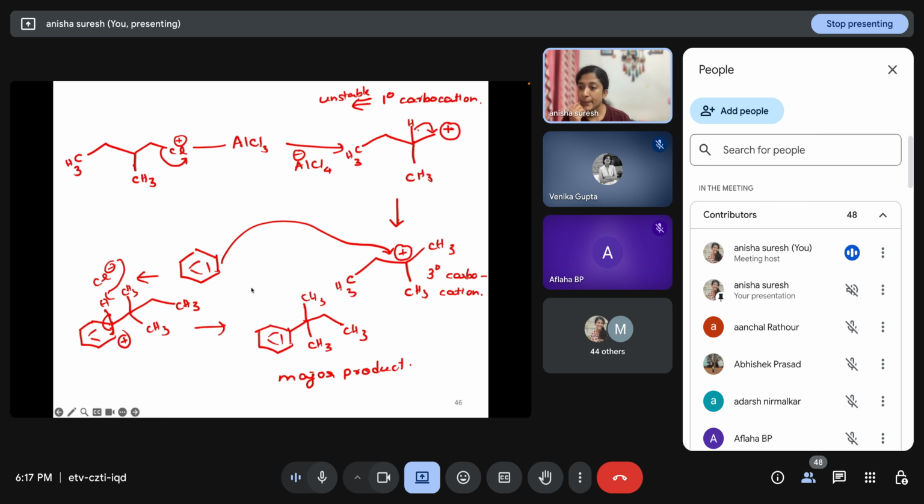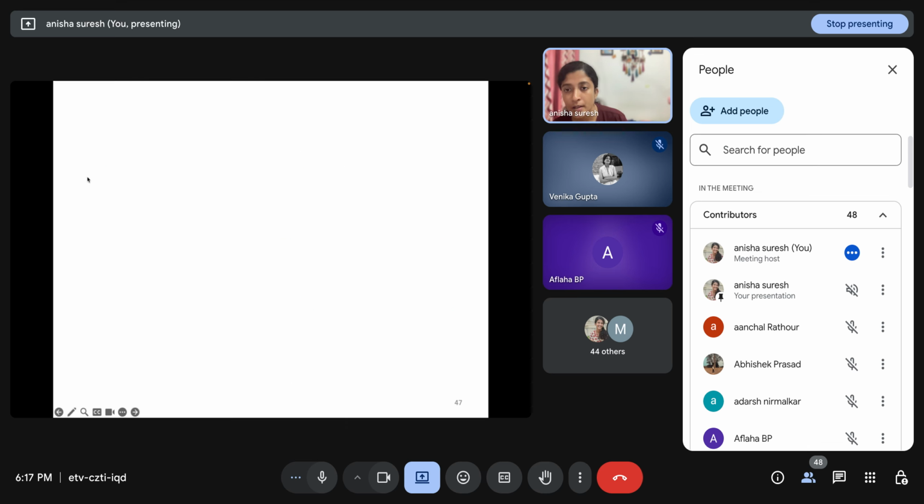So this is the major product that is formed, and how the minor product is forming. This primary cation will be reacting with the benzene and it will result in the formation of the minor product. So the instability of the carbocation is the reason why the 1,2 hydride shift is taking place, and that is the reason why we are getting two products.